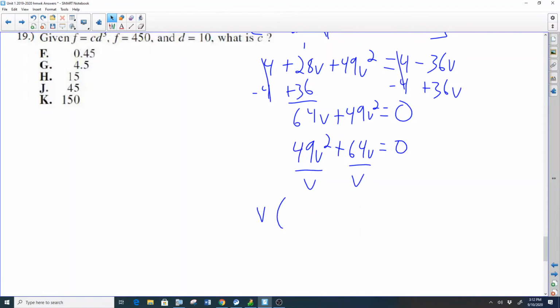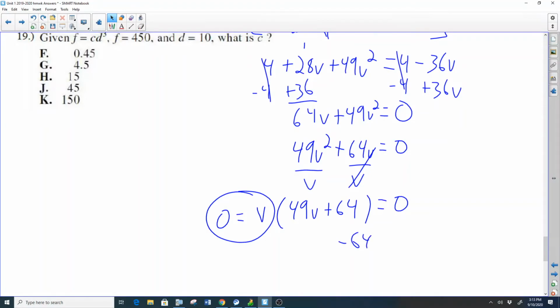So when we pull that v out, we're just left with 49v plus 64, because our v's will cancel, equals 0. And now we just set this side equal to 0. And so this will be one of our solutions, v equals 0. And the other solution, we're going to go minus 64 to both sides. And then we're left with 49v.